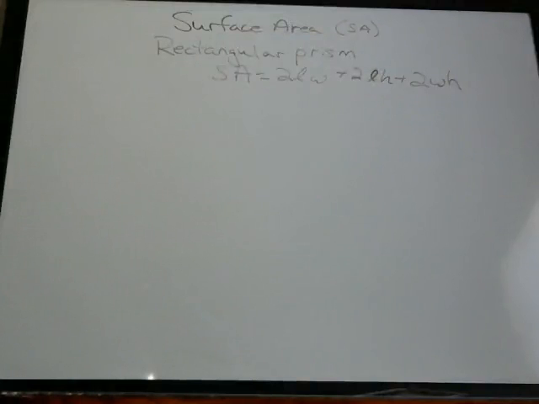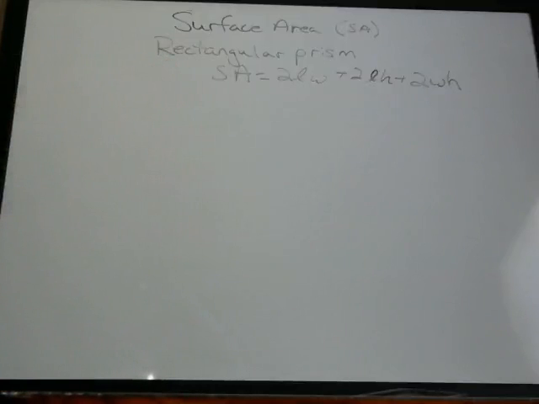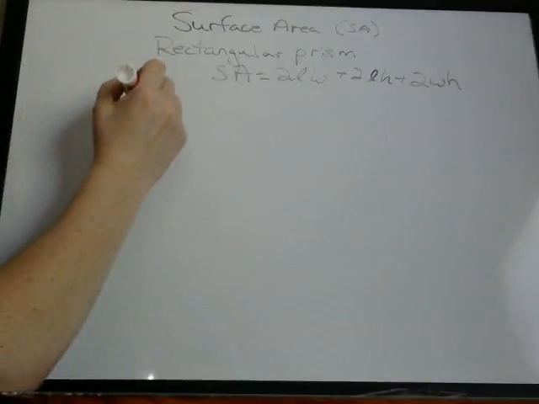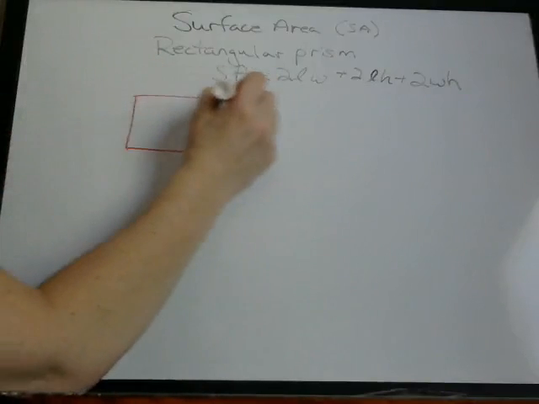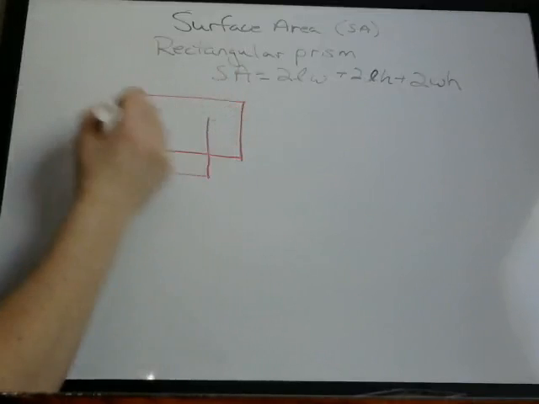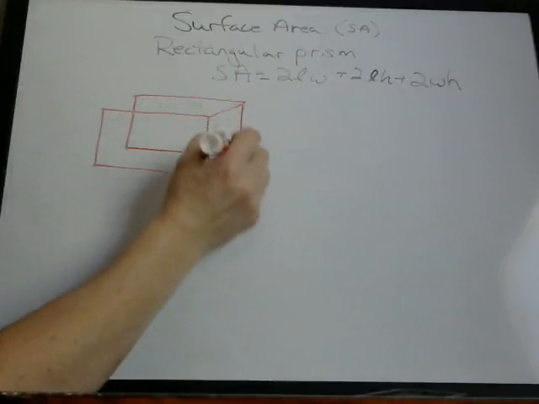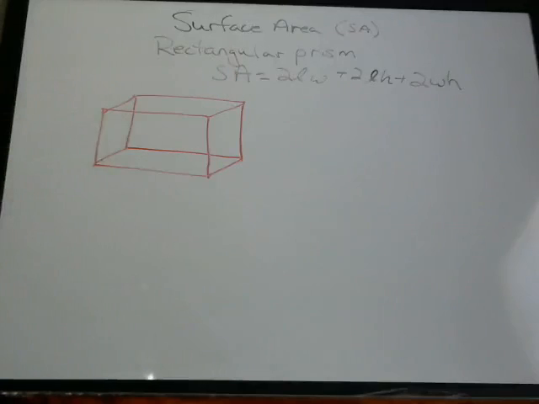What is a rectangular prism? It's basically a box. Anytime you see something that looks like a box, that is a rectangular prism. It can also be called a right prism, but a right prism can be more than just a box. So a rectangular prism, think of it as a box. Hopefully you can see this. That is a rectangular prism.